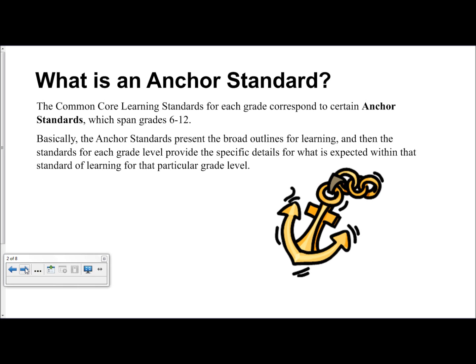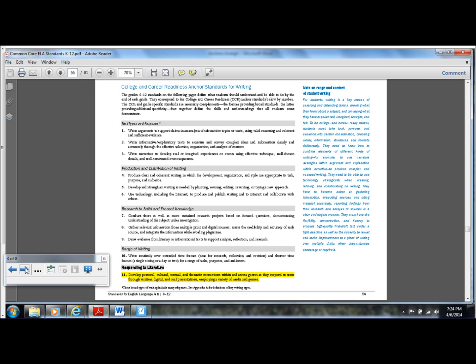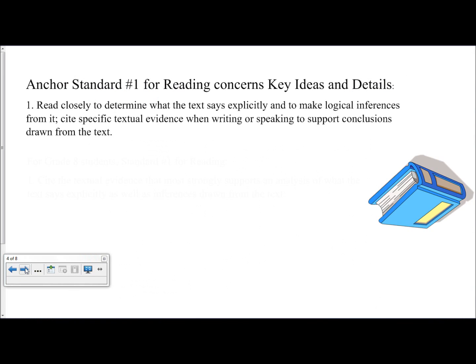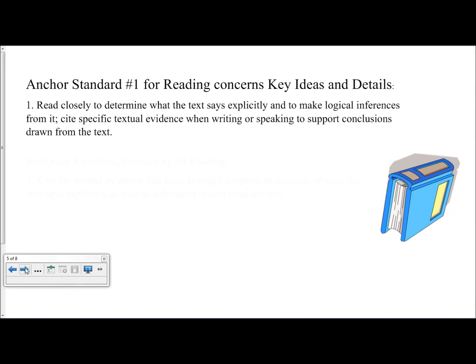Great, Alana. The Common Core Standards document gives you anchor standards for reading, writing, speaking and listening, and language. You can find these on pages 45, 54, 61, and 65. But we have also excerpted them here and include them in the files available to you for download if you wish to keep a copy for your handy reference, along with the double entry journal. Here's an example, Alana, of an anchor standard.